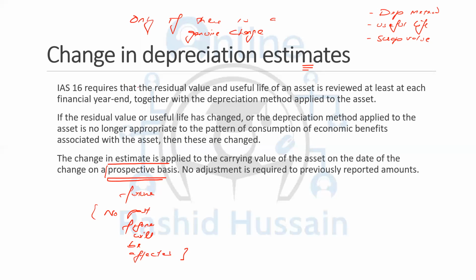So the standard says that IAS 16 requires the residual value and the useful life to be reviewed at least at each financial year end, together with the depreciation method applied to the asset. So see after every year whether there is a change in the depreciation method, whether there is a change in the useful life, whether there is a change in the scrap value. If there is a genuine change, you can apply that change. That is known as a change in accounting estimate, and that should be applied on a prospective basis. Prospective means future. So it cannot change the previous figures which have already been recorded.